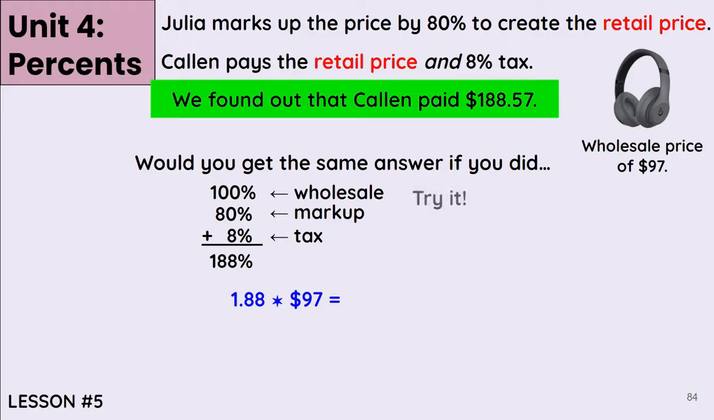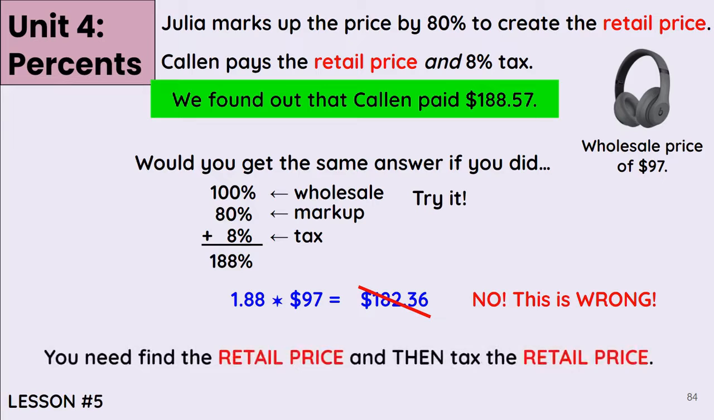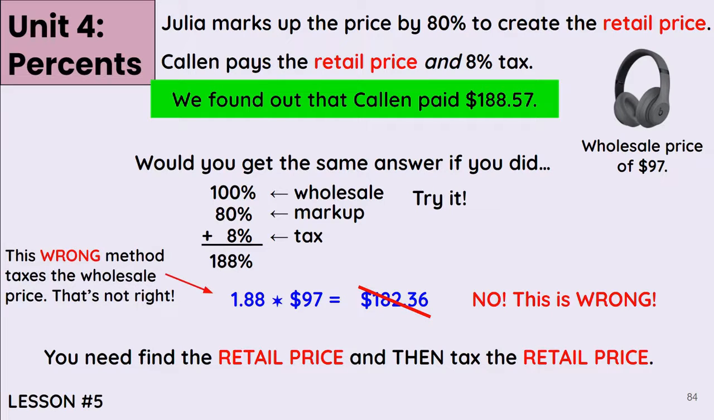All right, you should have gotten $182.36. That's wrong. This is the wrong method. The reason why this is wrong is because you'd be calculating tax on the wholesale price, but you need to find the retail price and then tax the retail price. So this should be a two-step problem. If you try this method, you're going to come up with the wrong answer, because it taxes the wholesale price, and that's not right.